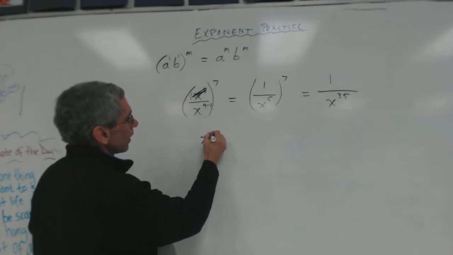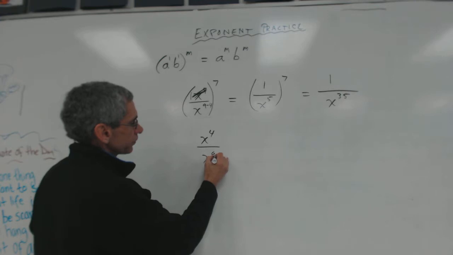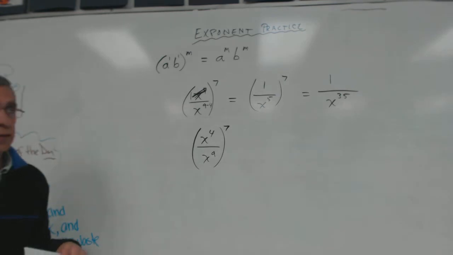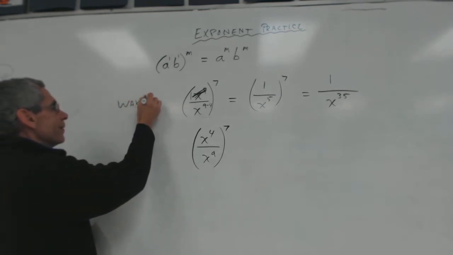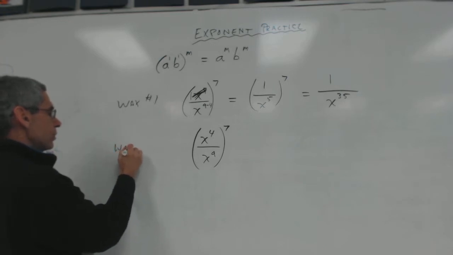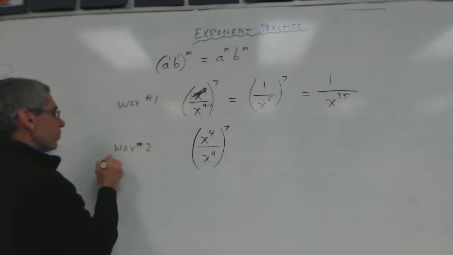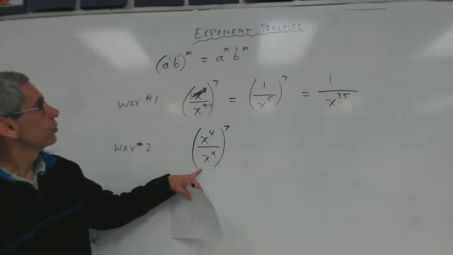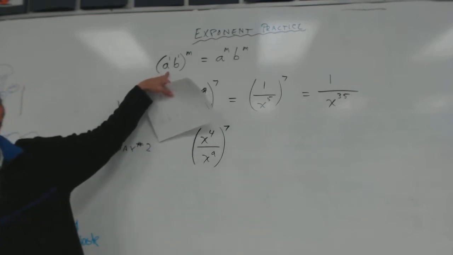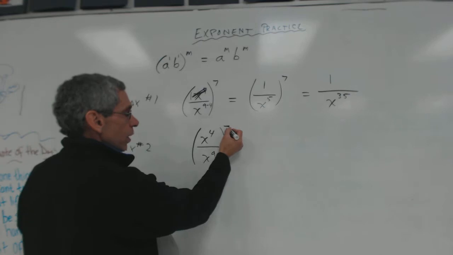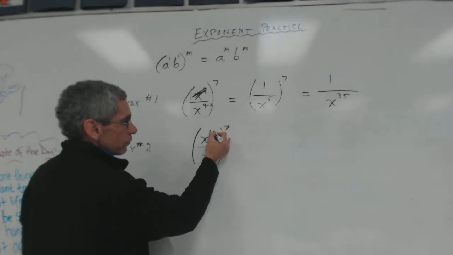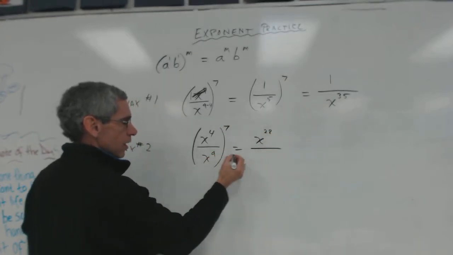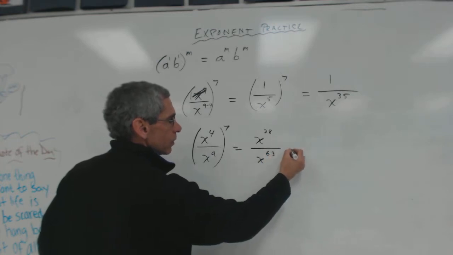Okay, so now if we did it the other way, this is way number 2. I personally think way 1 is better, but way 2 is legal, and I just want to show it to you. Because way 2 is following this rule exactly. And it's saying, oh, well, parenthesis means times, 7 times 4, so it's x to the 28th power, over 7 times 9, x to the 63 power, right?